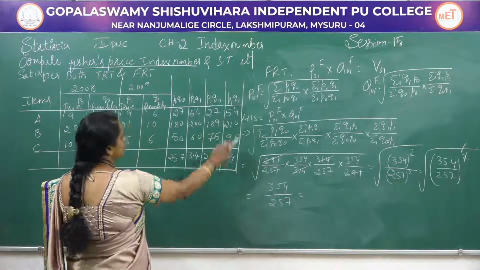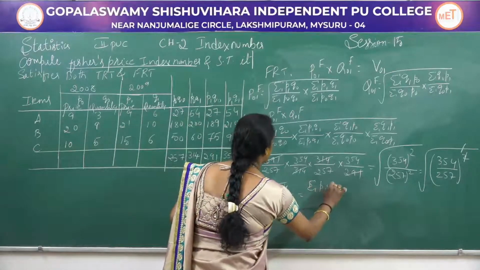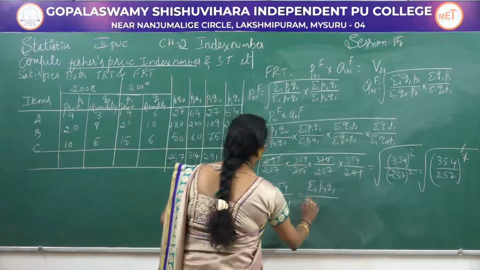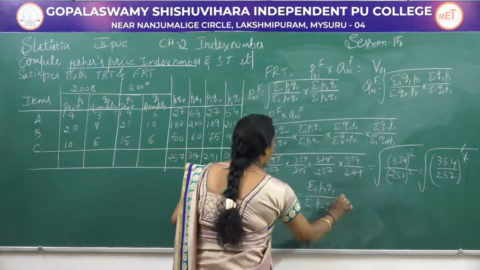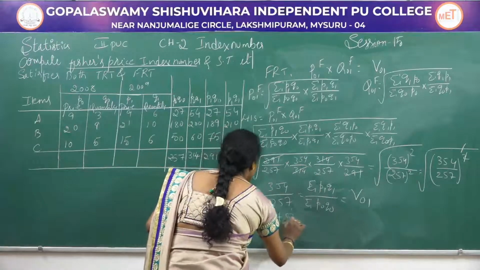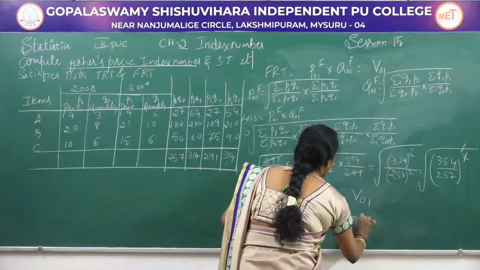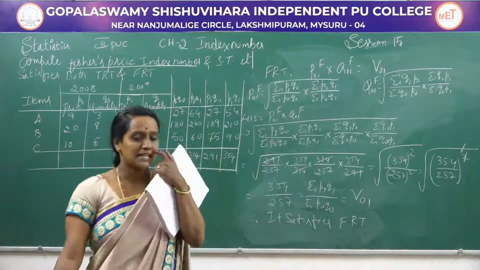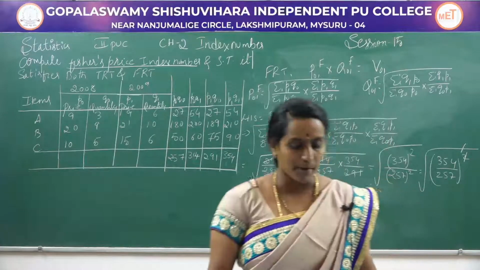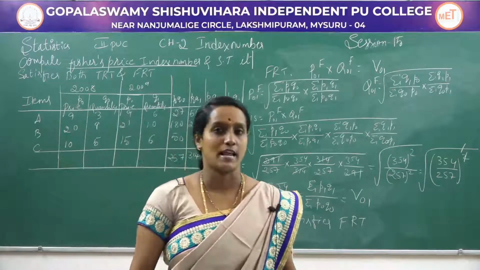354 is the total of P1 Q1. It is summation of P1 Q1, and 257 is the total of summation of P0 Q0, and this is nothing but V01. Therefore, it satisfies FRT, that is factor reversal test also. So this is a very important topic, and in the examination you will get this type of problem for 10 marks.